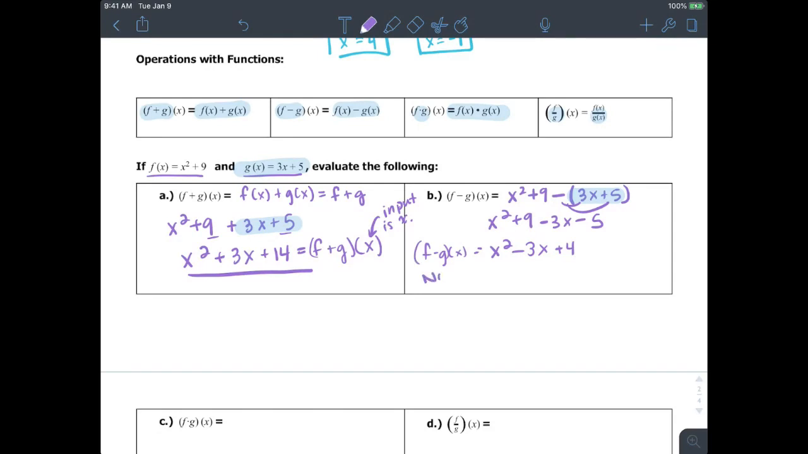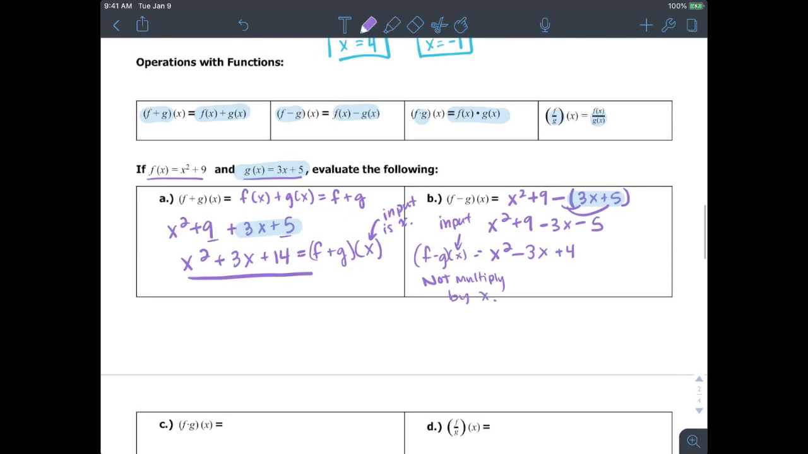Okay, this is not multiply by x. It means what? That the x is the input. That's the input to the function or input to the equation. That means that your x right here is your variable in your equation.